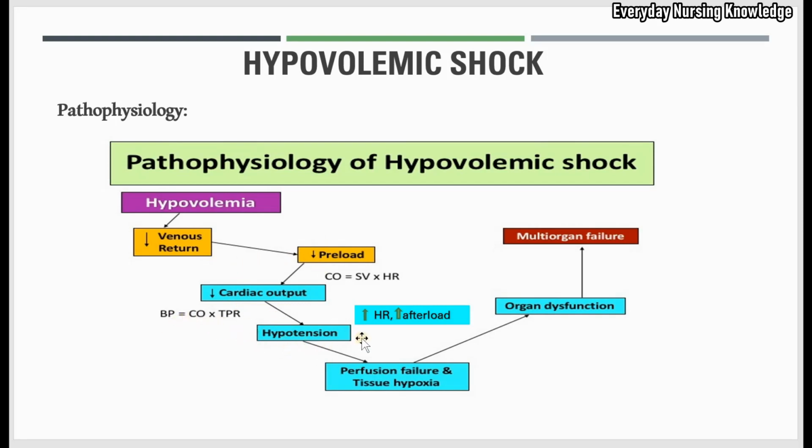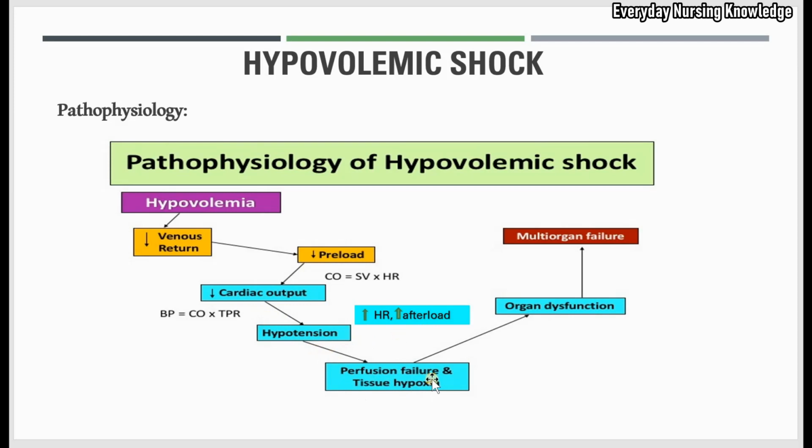As a result, the sympathetic nervous system gets stimulated, your heart rate increases, blood vessels constrict to increase the blood pressure. So there is an increase in heart rate. When the blood vessels constrict, the afterload increases. Afterload is the pressure with which the heart must work to eject, to pump blood. When the blood vessels constrict, the heart has to work more to pump blood. So afterload increases. So what happens with the decreased blood pressure?